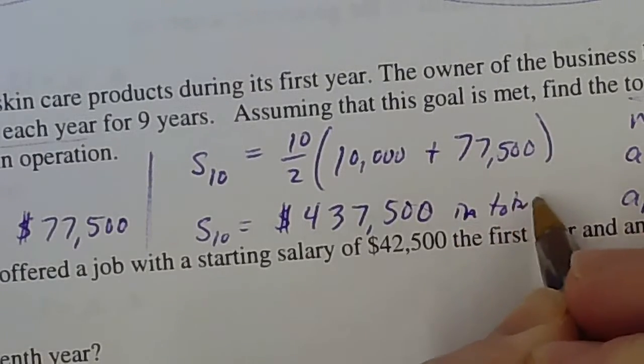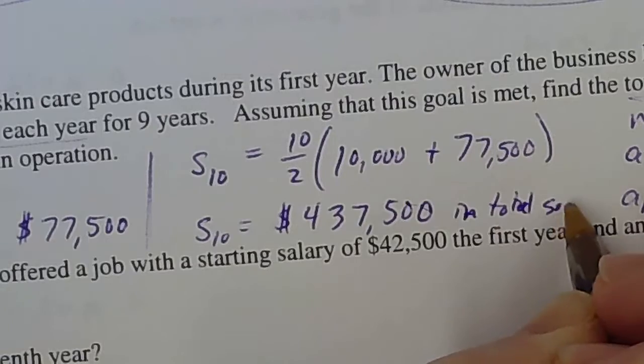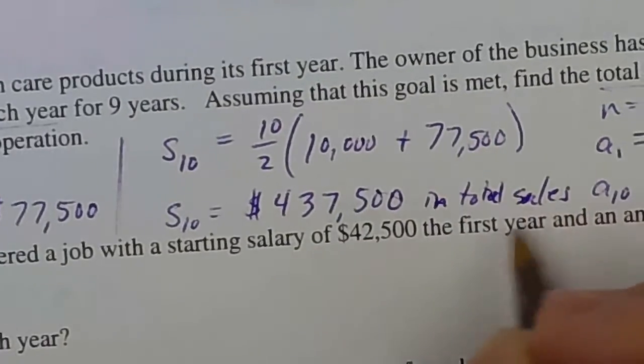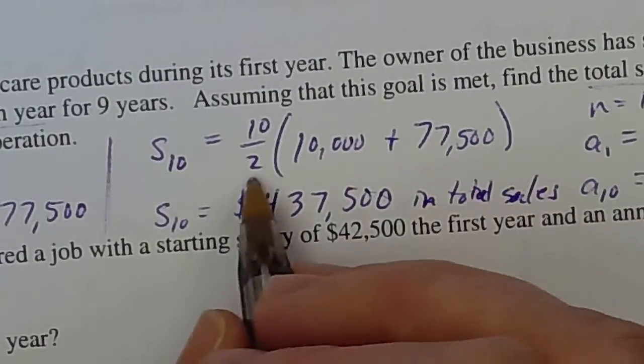Put a little context here. In total sales. Sorry, it's kind of sloppy. I was trying to squeeze it in. Total sales, what that reads.